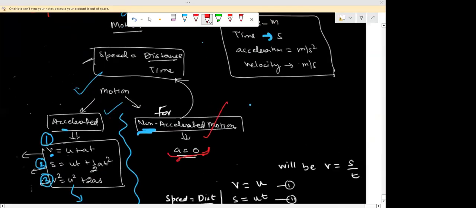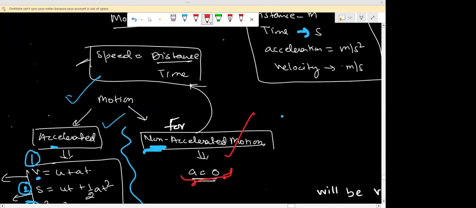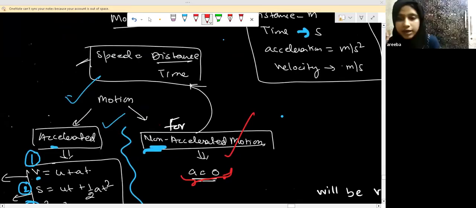Now we know this basic formula, that is speed is equal to distance by time, है ना, from our junior classes. Now after this we're going to write motion. The types of motion we have studied, one was accelerated, one was non-accelerated. Accelerated is the one where the velocity or speed is changing. Non-accelerated is the one where there is no change, it is constant. So that means a in that case is 0.